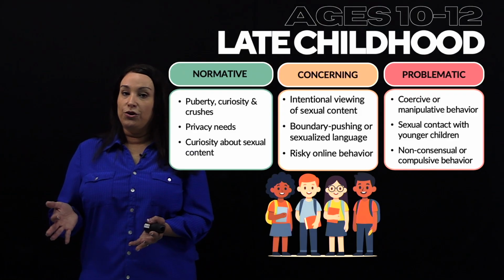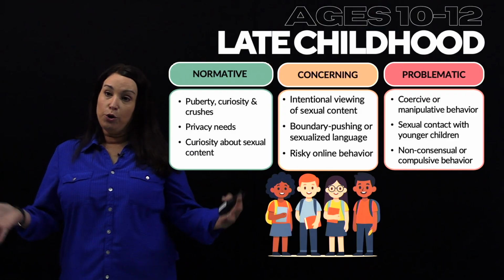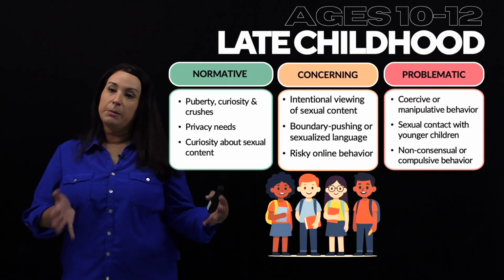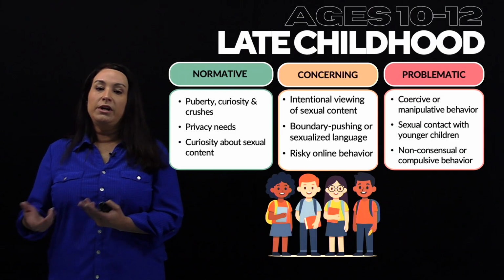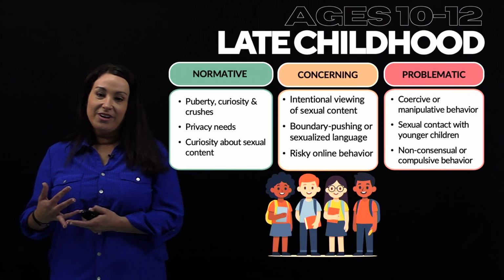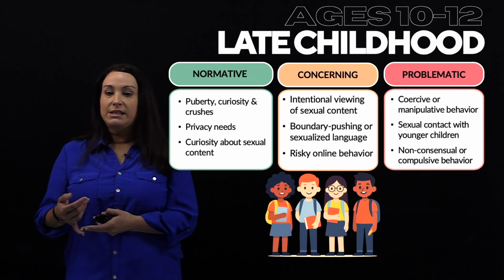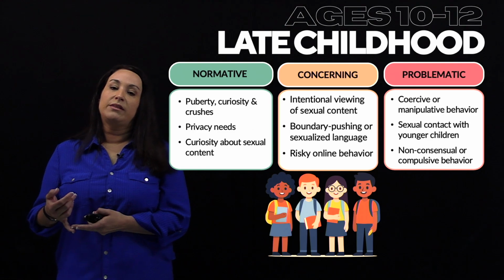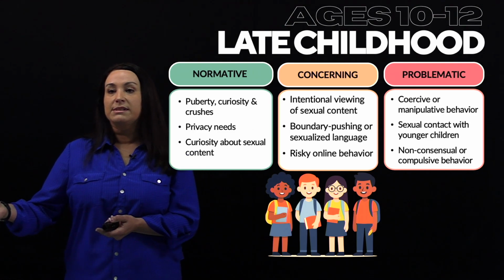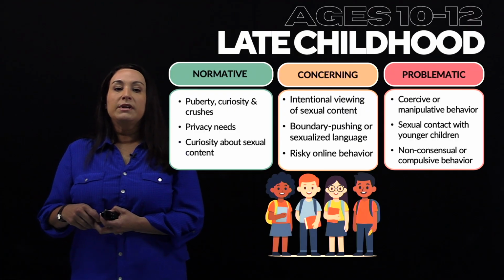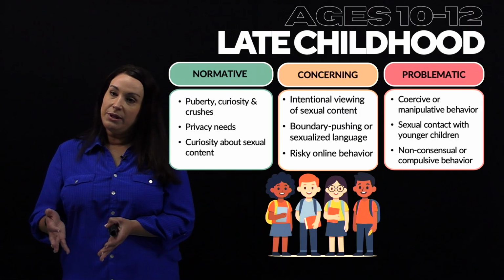Late childhood is when puberty typically happens for most, but again, keep in mind that it could happen slightly earlier for girls. Puberty, curiosity, having crushes on others, and increased privacy needs are normative at this age, along with some curiosity about sexual content and what the opposite sex looks like. It is concerning if there's intentional viewing of sexual content.